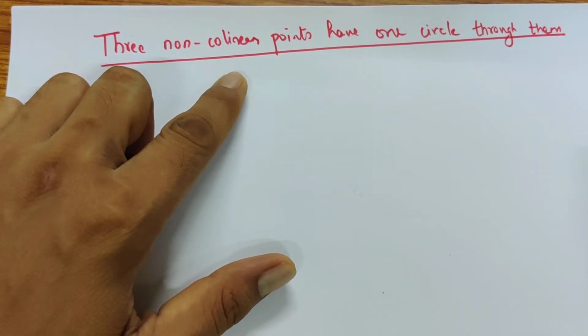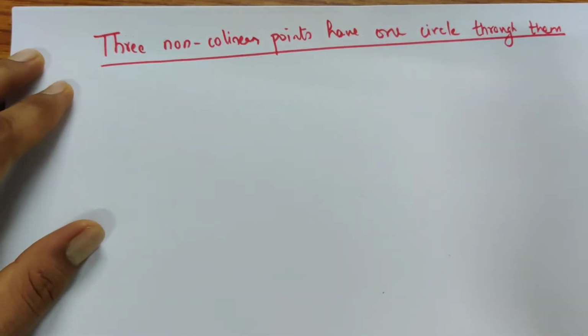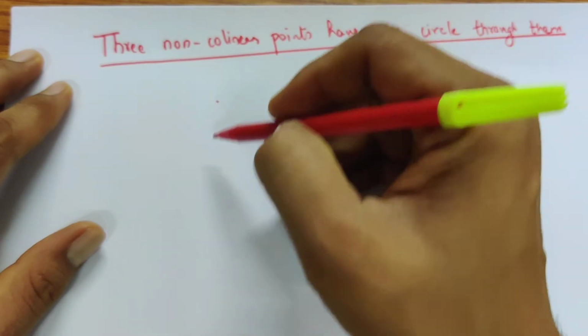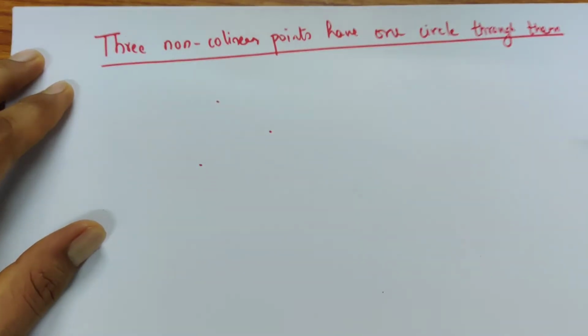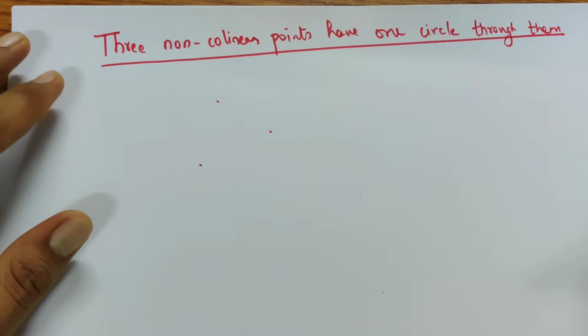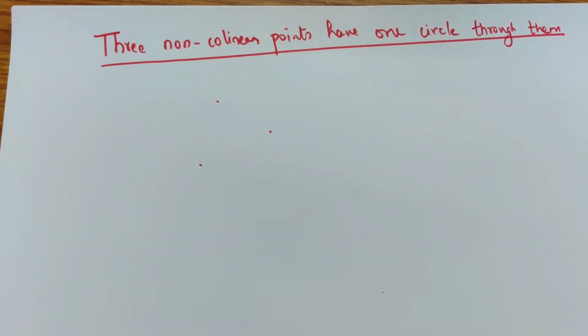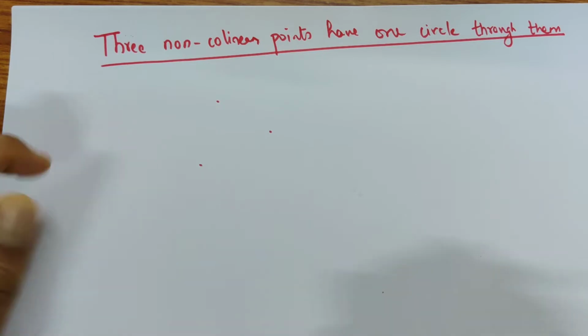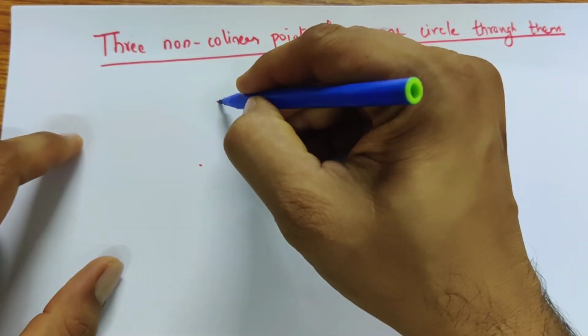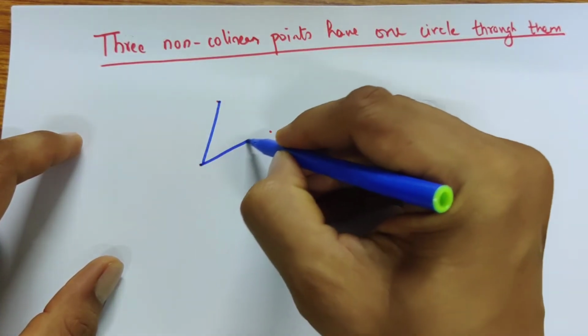So in this video it will make sense if you have three non-collinear points. So what do non-collinear points mean? It means that if you have 3 points that are not in a straight line. If your 3 points are not in a straight line, you can make a triangle out of it.